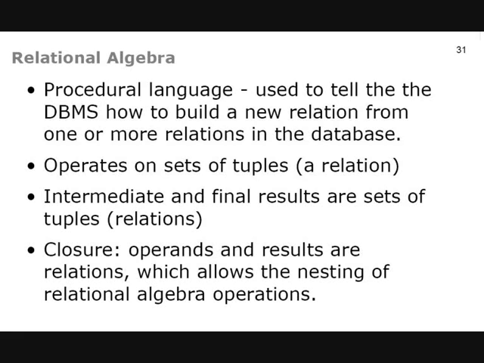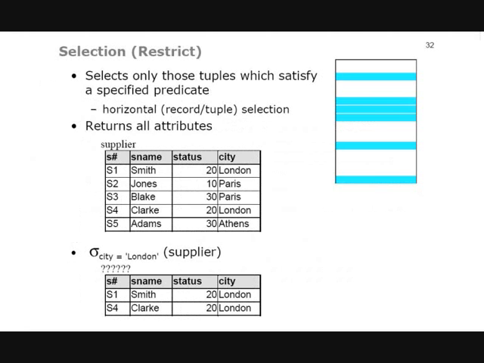So the first of the relational algebra operations that I'm going to look at is the restrict operation, and that allows me to select a set of tuples which satisfy a specific predicate. So I define my predicate, and then the relational algebra operation will select those tuples that satisfy the predicate. So it's a horizontal selection because I'm selecting tuples. Okay, I'm selecting records or objects in the database.